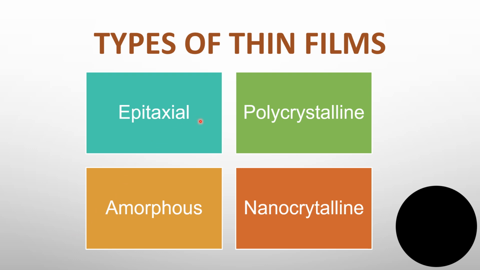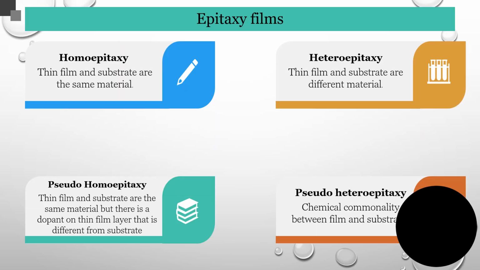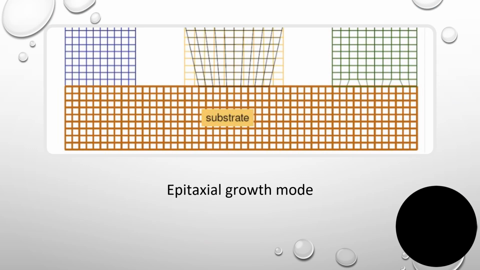So we have epitaxial, polycrystalline, amorphous, and nanocrystalline. Okay, let's look at epitaxial. Epitaxial thin film can be divided into four. We have homoepitaxy, which is where the thin film and substrate are from the same material. Heteroepitaxy, where the thin film and substrate are different materials. Pseudo-homoepitaxy, where the thin film and substrate are the same material, but there is a dopant which is different from the substrate. And pseudo-heteroepitaxy, which is the chemical commonality between film and substrate.